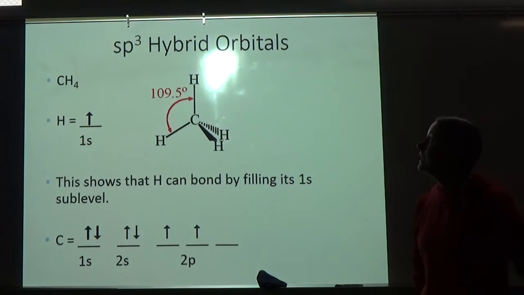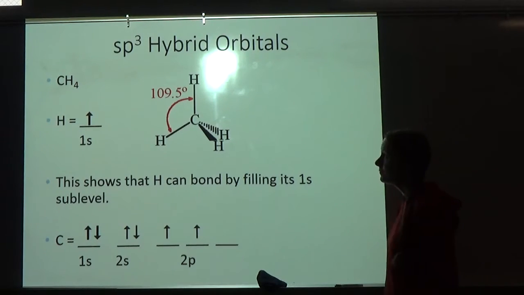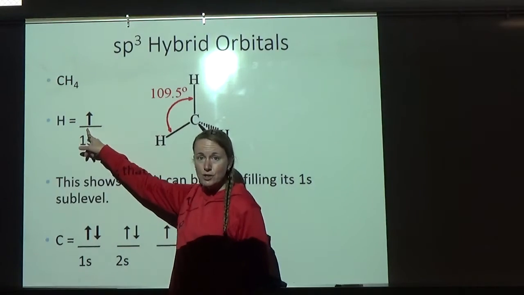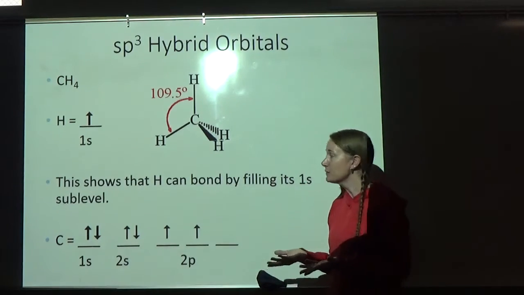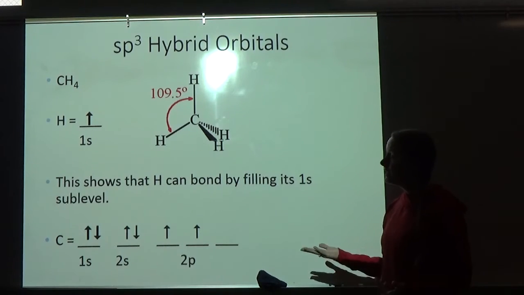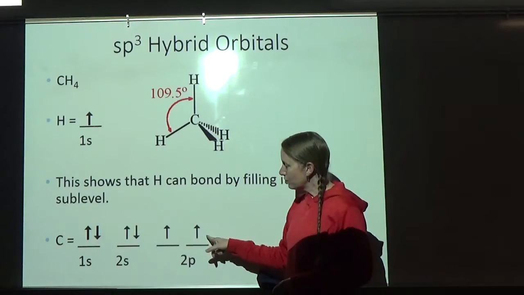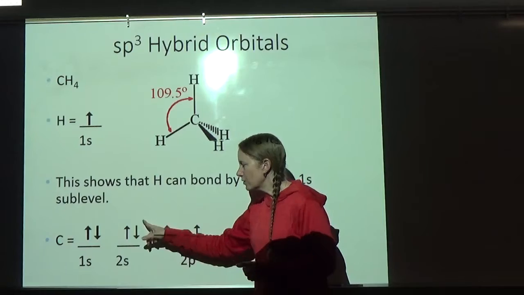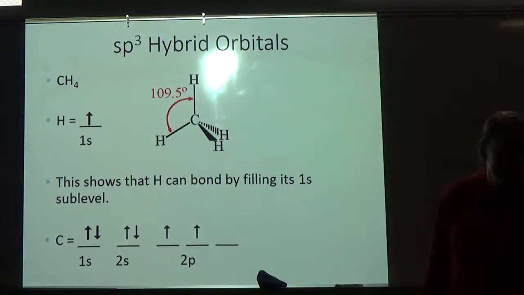So let's move on and look at our last one, which is sp3. Hopefully you're noticing a pattern here. We'll look at CH4. H has one unpaired electron, so of course it wants to use this s orbital to overlap and finish off its pairing. So it shows that it's going to bond by finishing that level. But if you look at carbon, clearly it has 4 bonds here. It seems like it would only want to form 2 because those are the only unpaired ones. So, of course, hopefully you realize what we're going to do is promote our electrons so they're all unpaired.